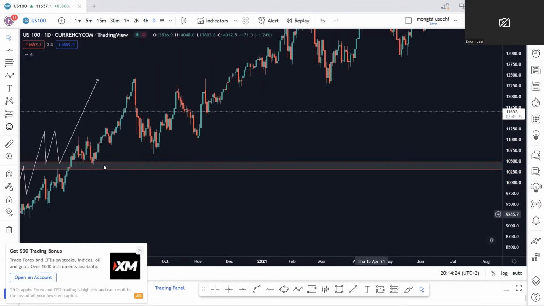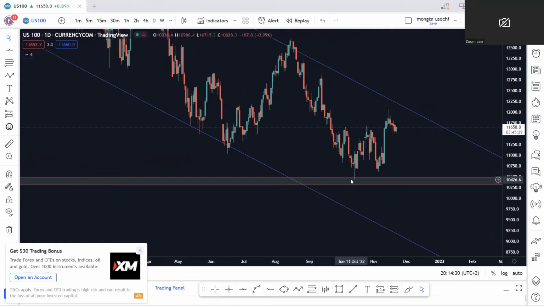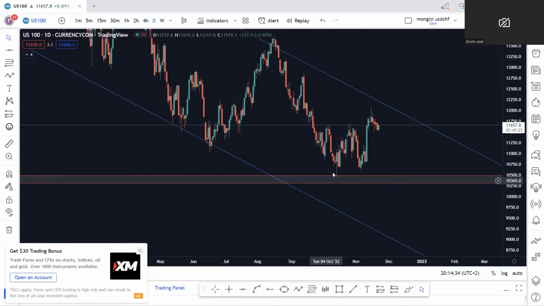Hence, this side, we were able to come back to this, which is now a support, to retest it. You see that it has been retesting, and it has shown a good sign of a strong support. It came back, rejected, it came back, rejected.